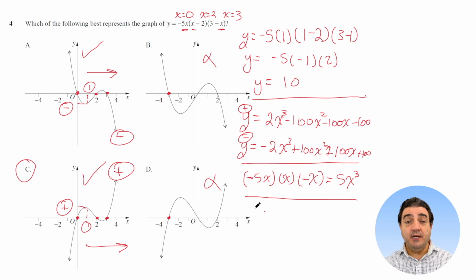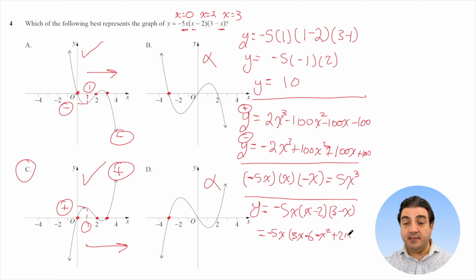Now, if you found this step a bit too quick, we can simply expand the brackets. Let's do so. So we have y = -5x(x - 2)(3 - x). So let's expand the two brackets first. So -5x times (3x - 6 - x squared + 2x).